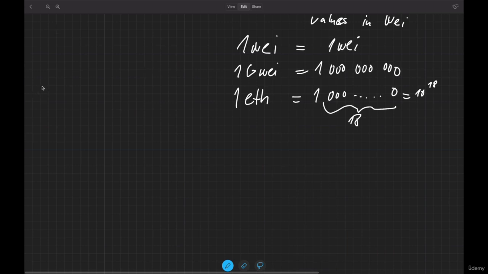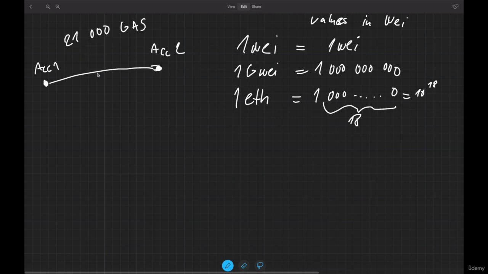When you are making transactions, the simplest transaction is to transfer Ether from one account to another account. Transferring the Ether from one account to another is standardized to be 21,000 gas. So you need to pay for 21,000 units of gas, depending on the current gas prices. You can check the gas prices on the internet.